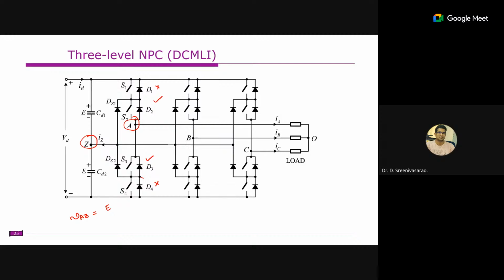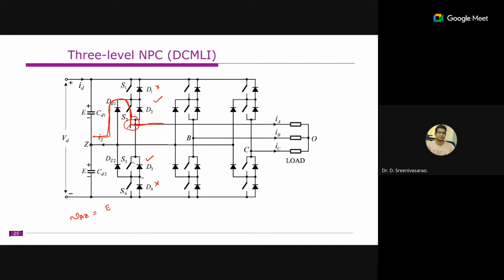So as we discussed, S1 and S3 are complementary and S2 and S4 are complementary. Now if you observe, S2 is conducting and S3 is conducting, but these two are the diodes which are known as the clamping diodes. These are clamped to the neutral point, that's why they are known as clamping diodes. Here we have only one path depending on the current direction. Let us assume that the current is flowing in this direction, so the current will leave like this from the neutral point.